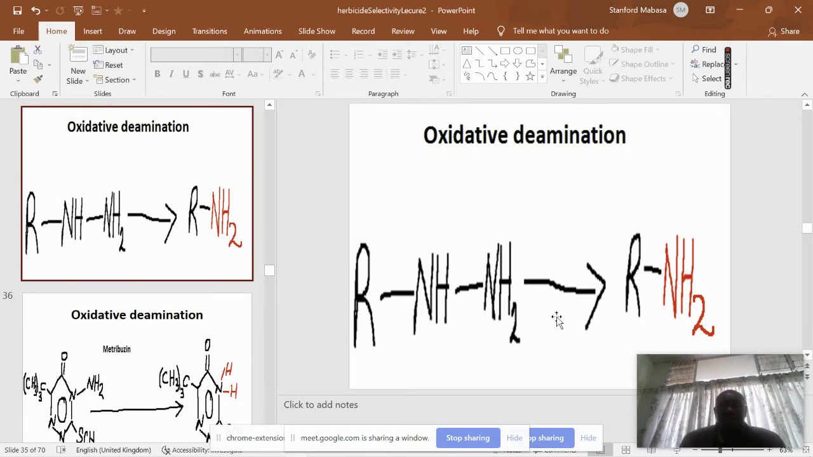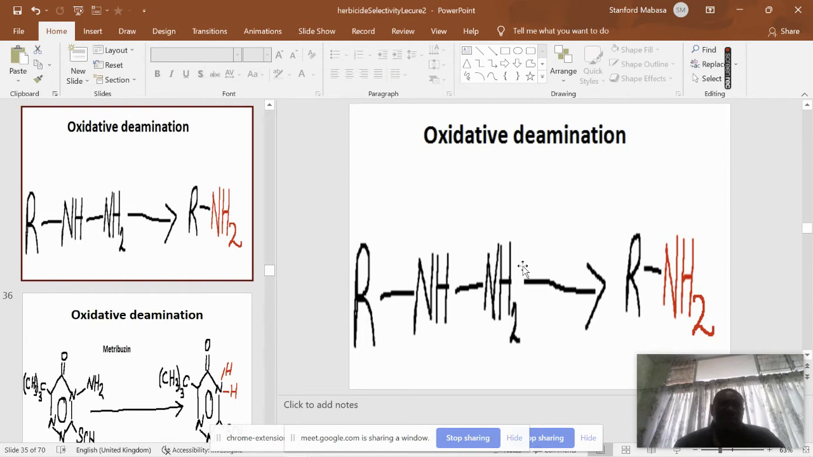Oxidative deamination, it's another process. Now, in order to recognize where this is going to take place, you need to know where there's RNH, then NH2. There have to be two N's which are joined together, double N on the molecule. Then you have an amine being formed.